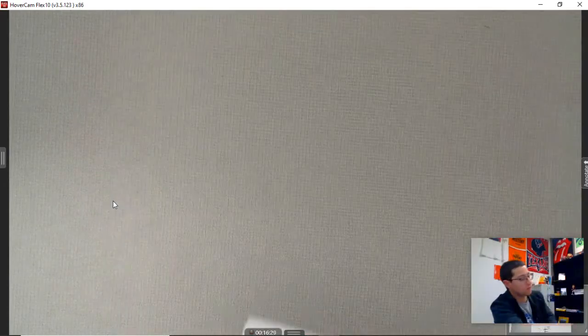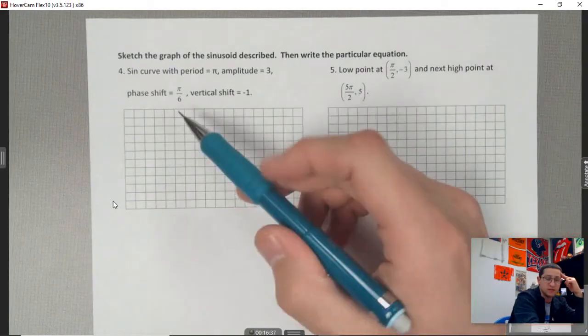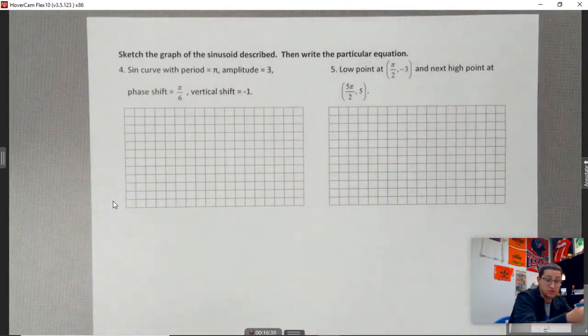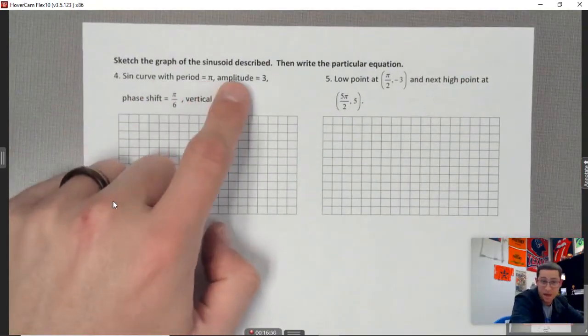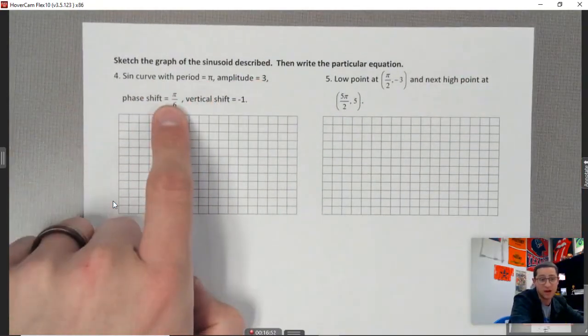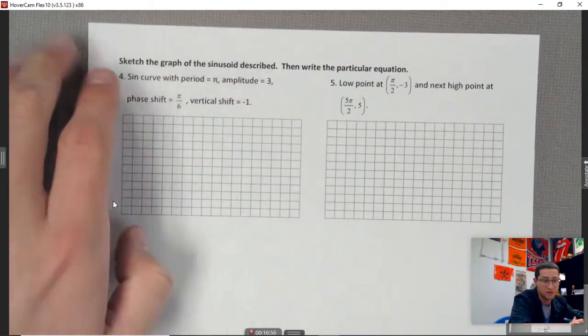All right, number 4. These are a little bit different, just some kind of thinking problems. So let's jump in. It says sketch the graph of the sinusoid described. Sinusoid is just a fancy word for sine or cosine function. Write the particular equation after that. So, sine curve with a period of pi, amplitude of 3, phase shift of pi over 6, vertical shift of -1. So these are all your different values.